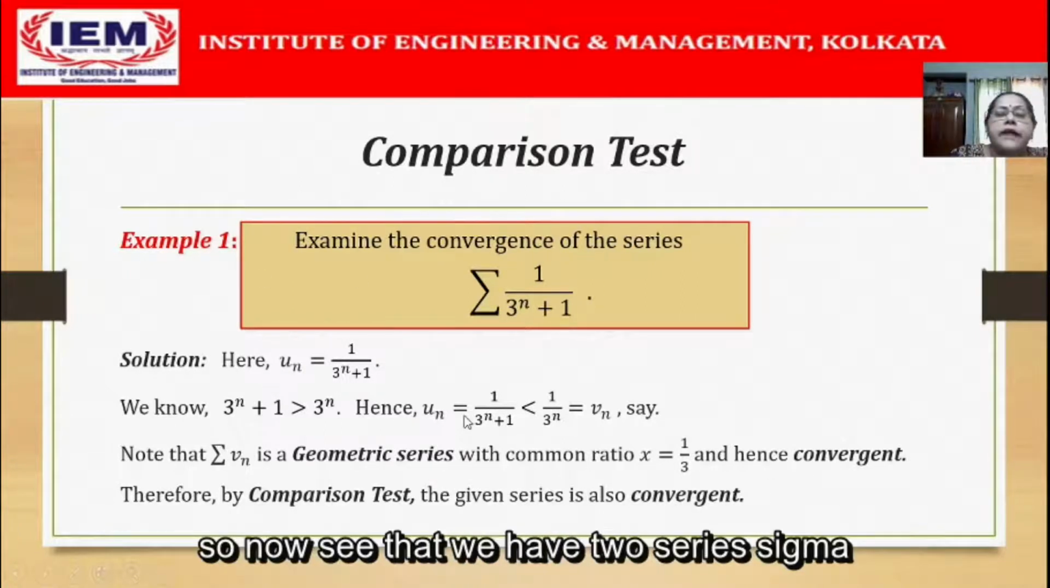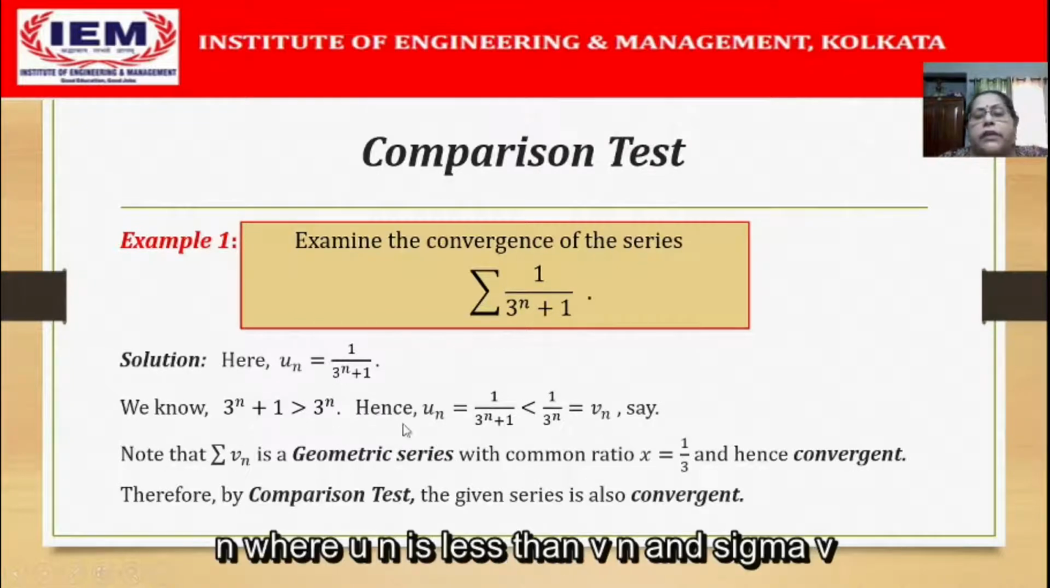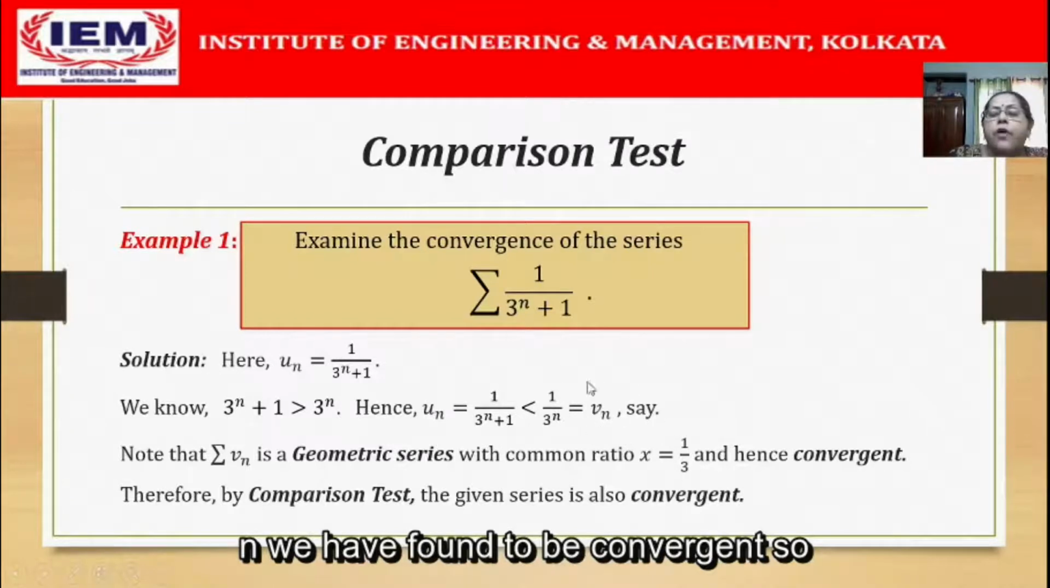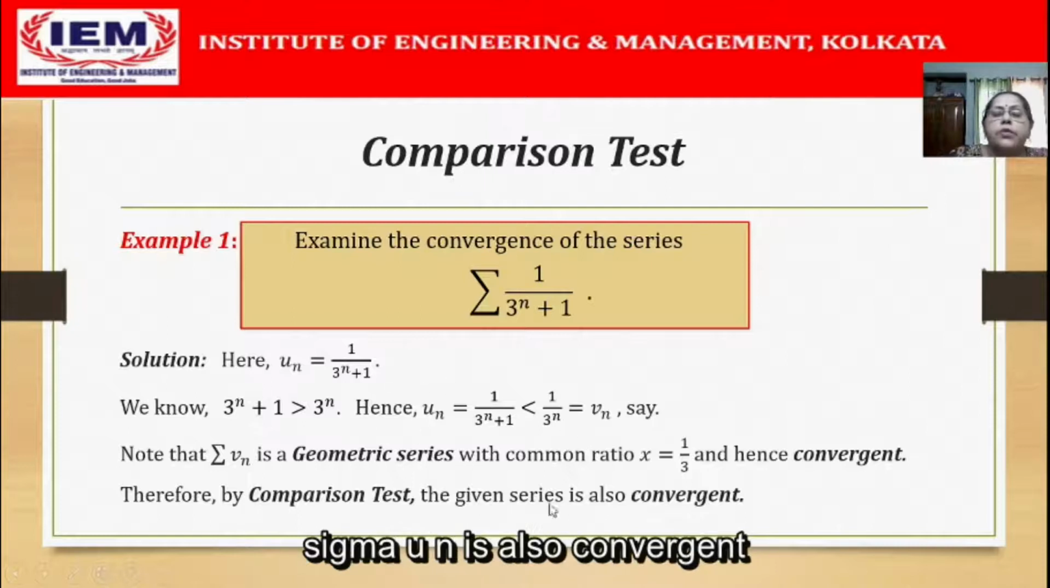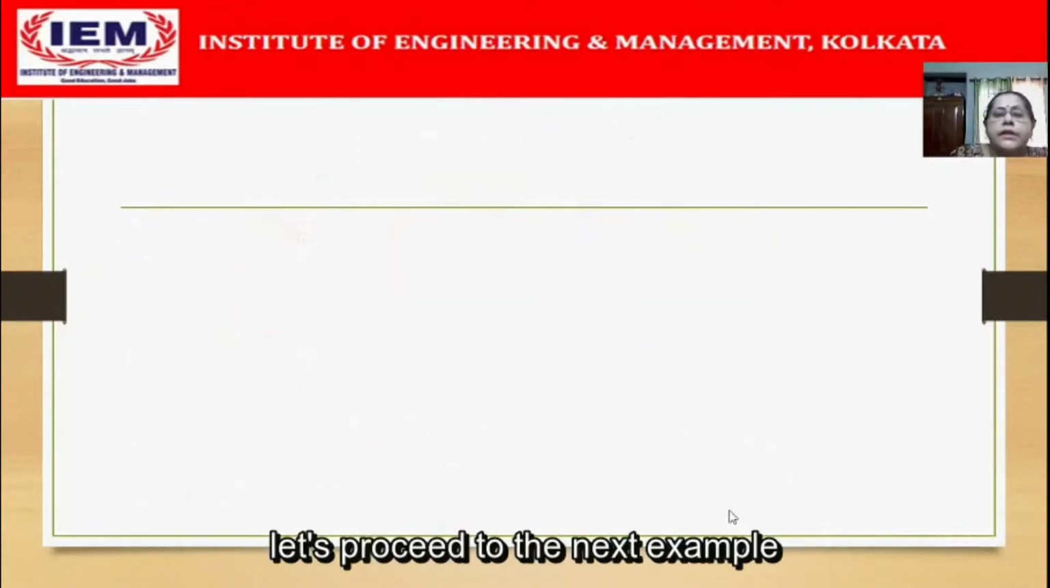So now see that we have two series, sigma u_n and sigma V_n, where u_n is less than V_n. And sigma V_n we have found to be convergent. So therefore, by comparison test, sigma u_n is also convergent. Let's proceed to the next example.